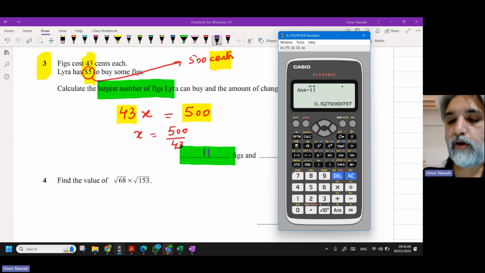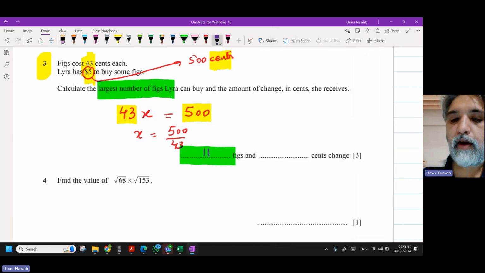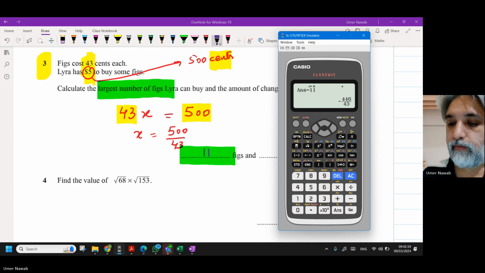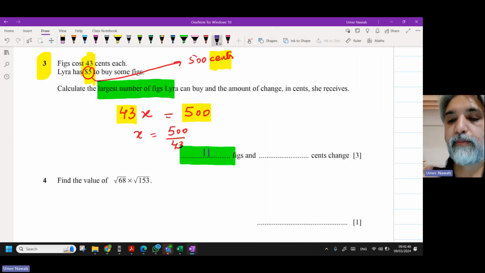So if I want to check how much amount will be left for him, because you know that I already got my answer. What was my answer? Let us do it again. 500 divided by 43. It gives you how much? 11.6. So 11 figs are done. So minus 11. Now this is representing one fig. So the price of one fig was how much? 43. So times 43. So it gives you 27 cents are left with him.